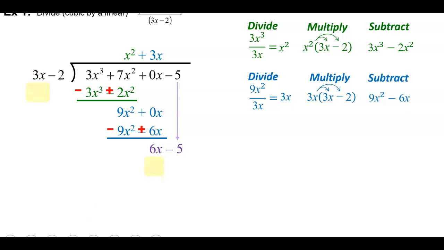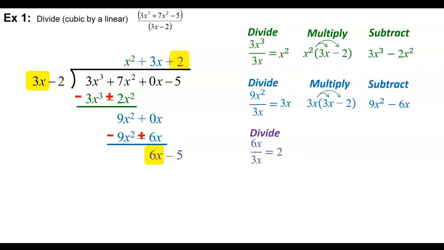First term divided by the first term. What's 6x divided by 3x? You had it and then you lost it. 6x divided by 3x is straight up 2. Oh, dang. 6 divided by 3 is 2. X over x cancels out. And then you write that up top, 2. And so now again we multiply. 2 times 3x minus 2. What's 2 times 3x? 6x. And then 2 times negative 2 is negative 4.